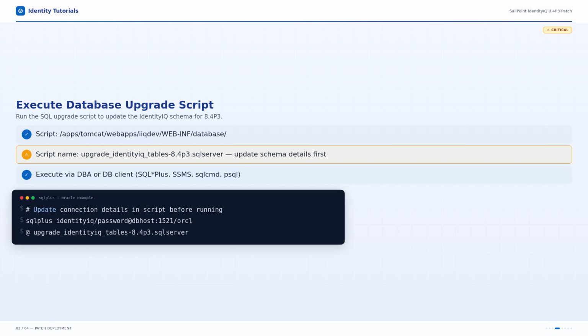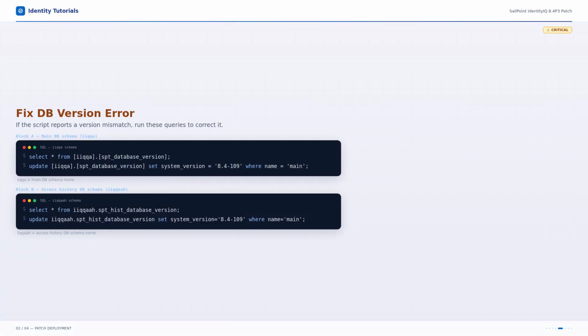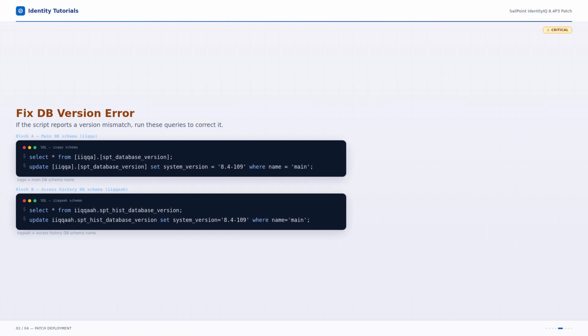Before running, update the schema details for both the normal database and the access history database with the correct schema names. If you encounter a database version error, run the following two updates. On the main schema, update spt_database_version set system_version equals 8.4-109, where name equals main.